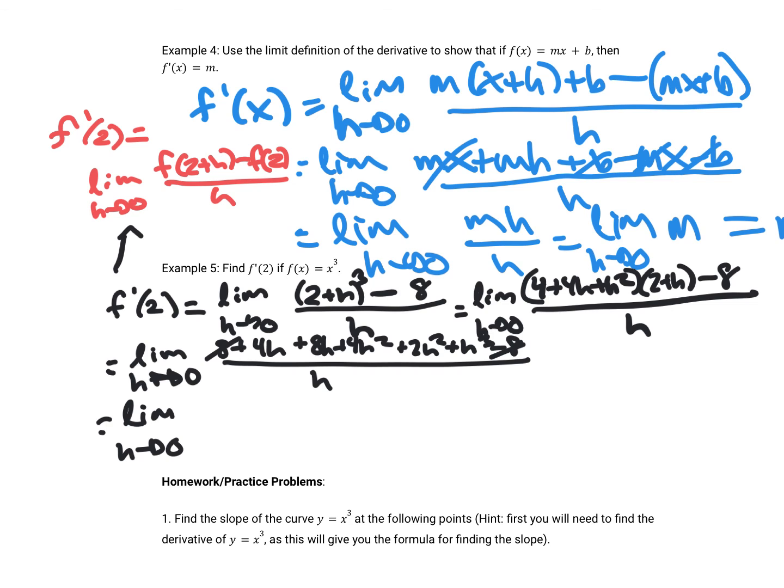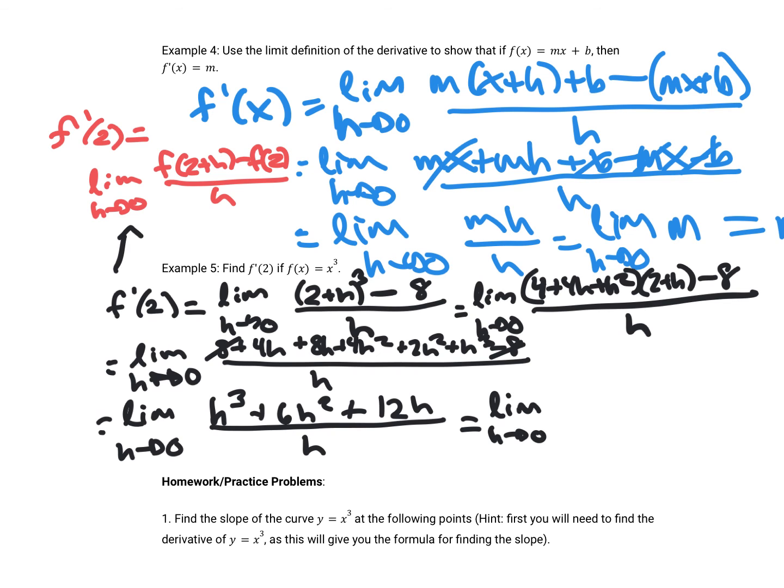And let's see what we have. We have h cubed plus 6h squared plus 12h all over h. So if I take an h out of every term in the numerator, and it cancels with the h in the denominator, I get h squared plus 6h plus 12. And now when you plug in 0 for h, I'm just left with 12.